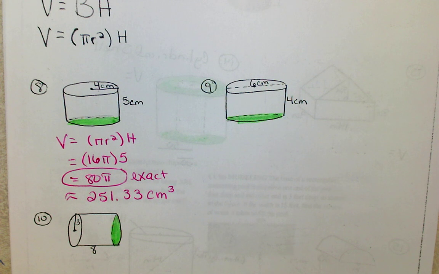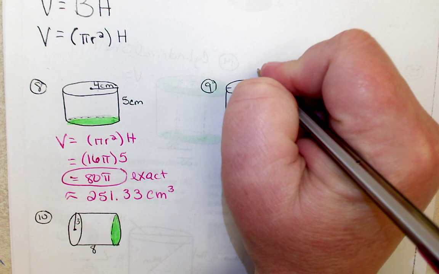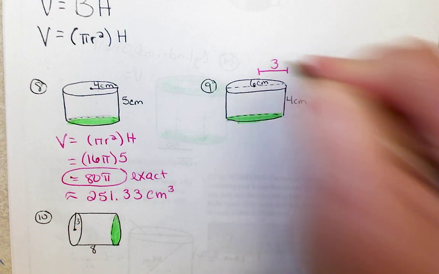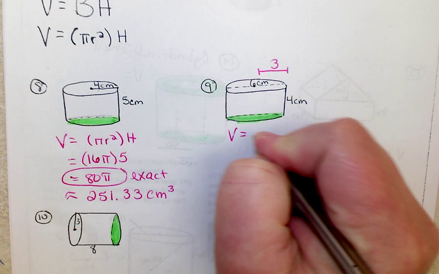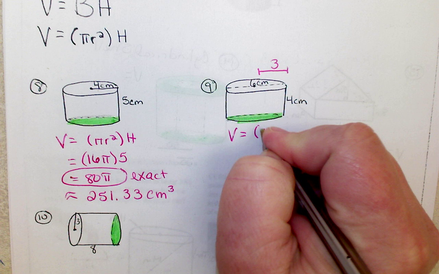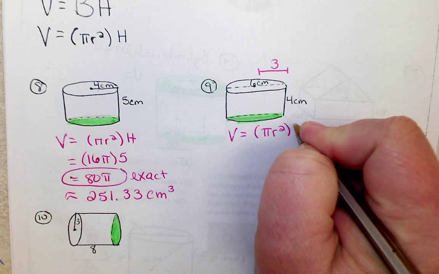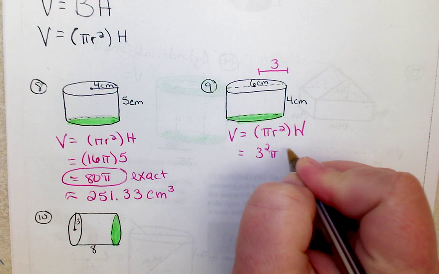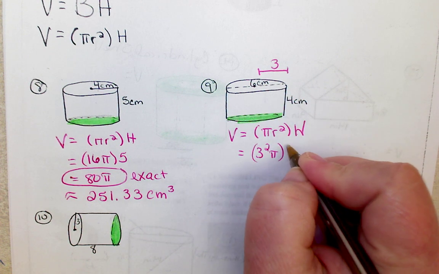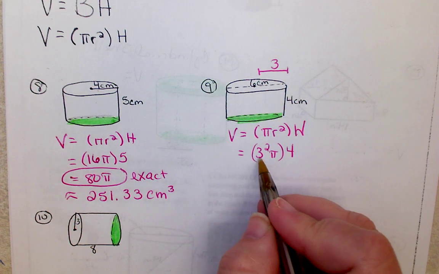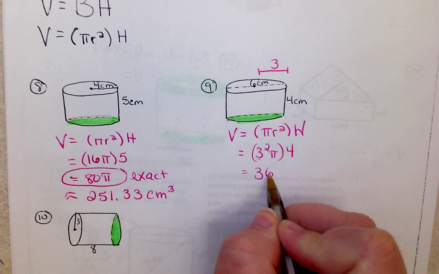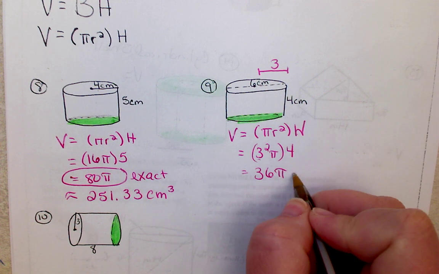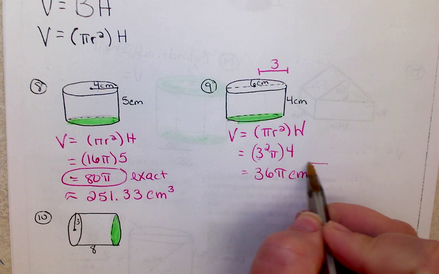For number 9, they're giving us the diameter instead of the radius. So if all the way across is 6, then half of that would be 3. To find the volume, we're going to say pi r squared times the height. Our radius is 3, so we've got 3 squared pi times the height of 4. 3 squared is 9. 9 times 4 is 36. And that would be centimeters cubed.